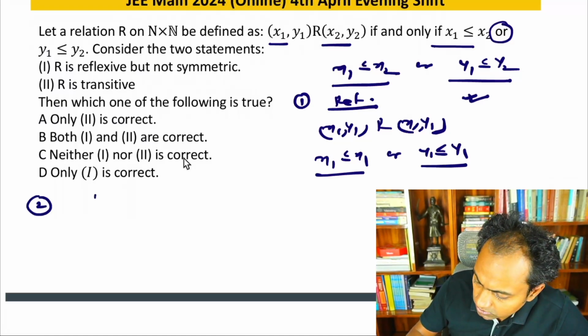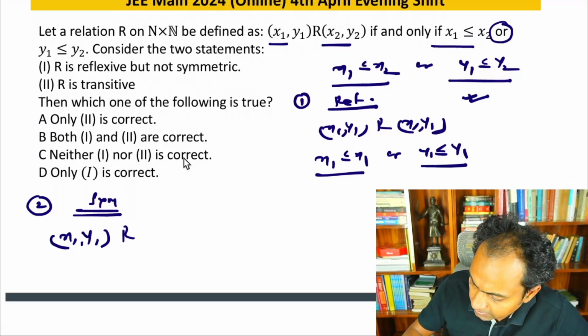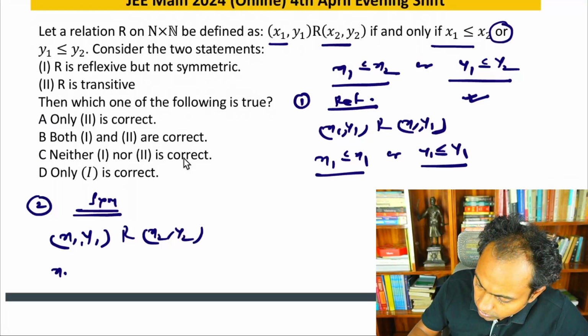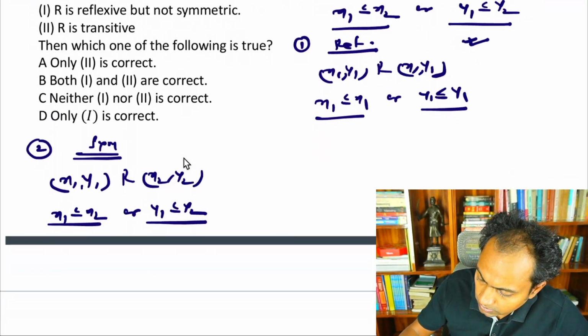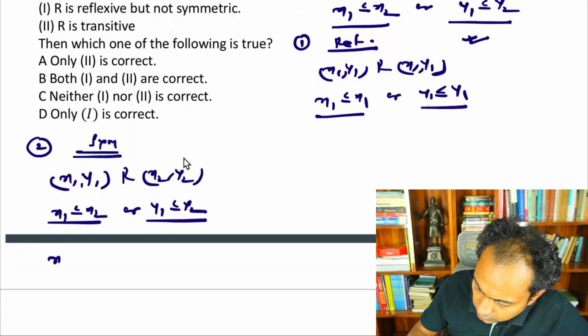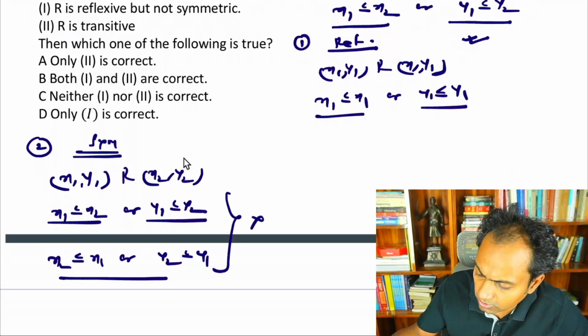Next, let us go to the symmetric part. So now we can say that if x1 comma y1 is related to x2 comma y2, the opposite should also be true. So x1 is smaller than or equal to x2 or y1 is smaller than or equal to y2. And what it is saying is that the opposite relationship, that is x2 is smaller than or equal to x1 or y2 is smaller than or equal to y1 should also be true. Now this cannot be true, so it is not symmetric.